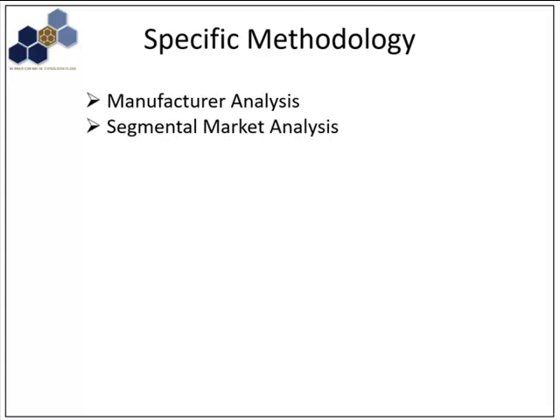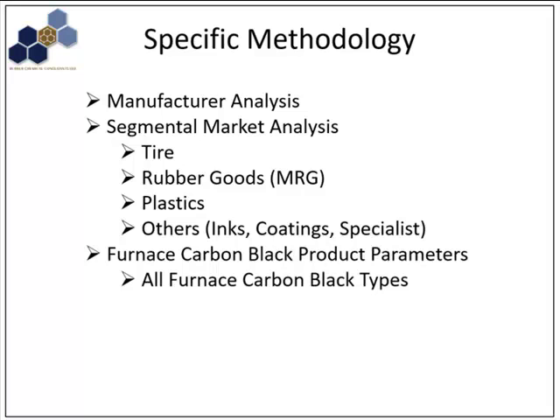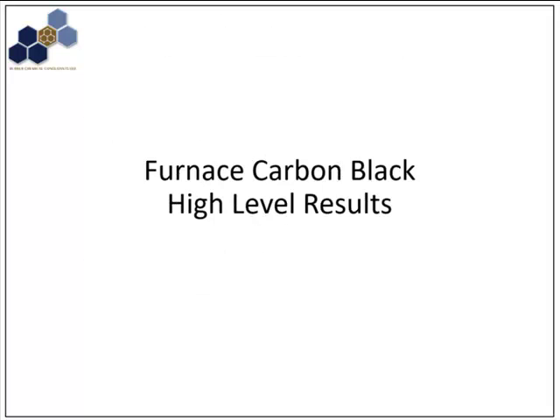Specifics relating to furnace carbon black market analysis are detailed manufacturer analysis by plant and chemical type, total market analysis for all segments including tyre, rubber goods, plastics, and others. Product parameters derived for all furnace carbon black types, for example ASTM grades, plus other differentiated grades used in rubber goods, plastics, and other specialist applications. High-level market analysis results for furnace carbon black are now presented on the following slides.